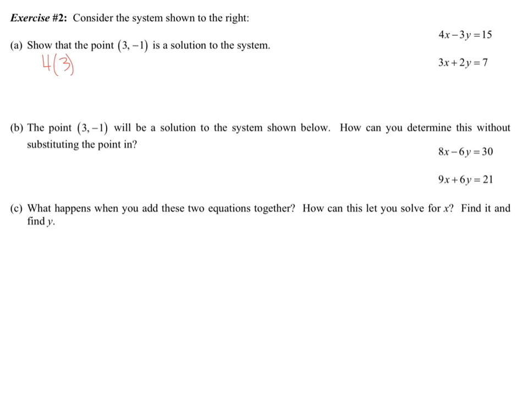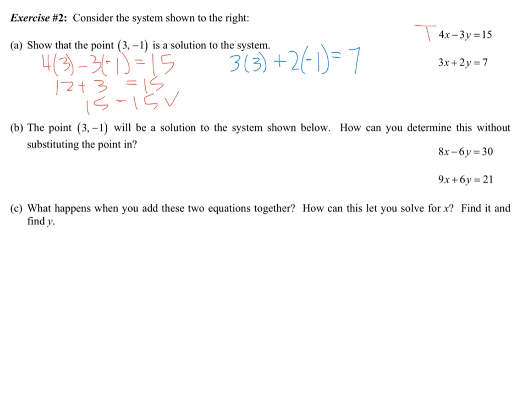So 4 times 3 minus 3 times negative 1 is equal to 15. And 3 times 3 plus 2 times negative 1 equals 7. So the first equation, 12 plus 3 equals 15. So 15 equals 15. So my first equation is true.